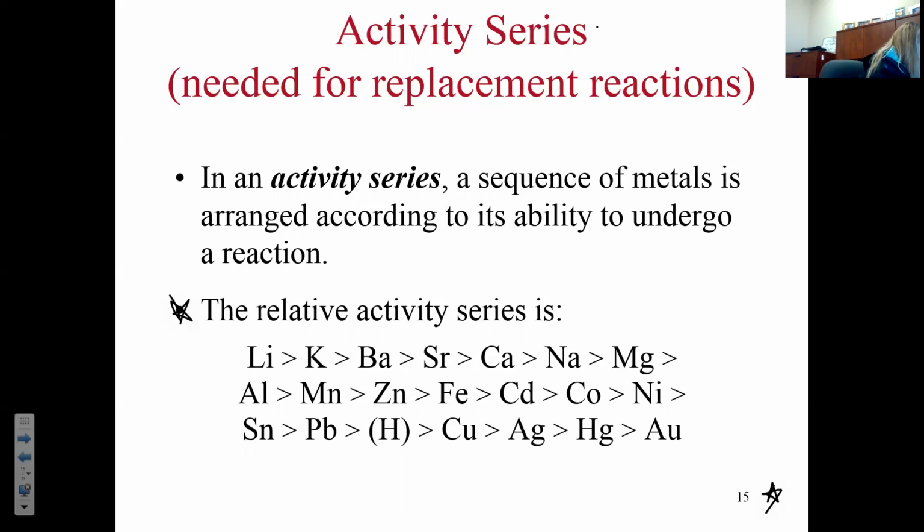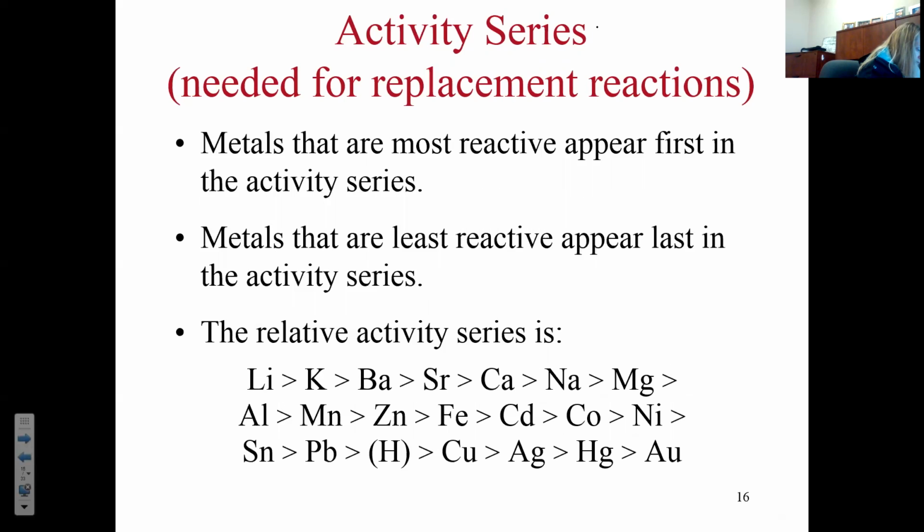The activity series is a sequence of metals, and you'll see it starts right there and ends right here. This sequence goes in order from strongest to weakest, or their ability to undergo a reaction. In this case, lithium is your strongest and gold would be your weakest. So here is our lithium, which is our strongest, and our gold, which is our weakest.